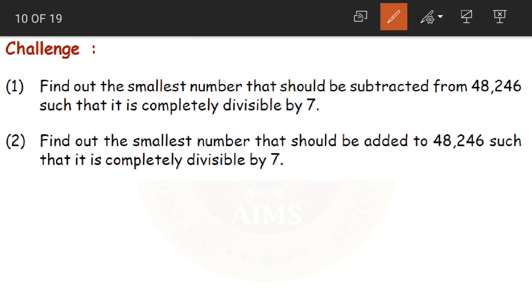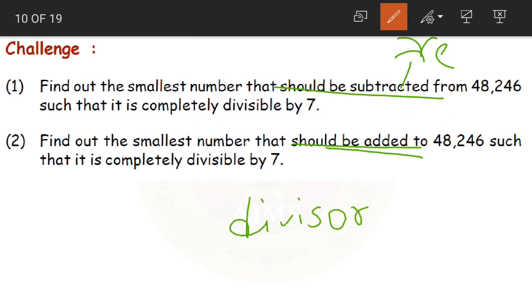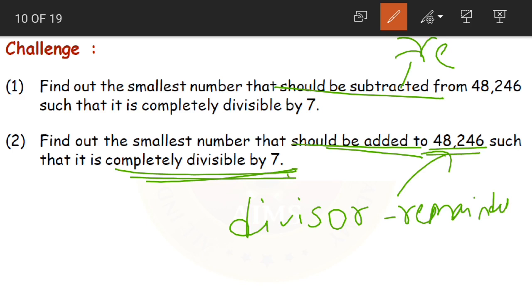I hope this is clear, right? The number that should be subtracted will be our remainder, and the number that should be added will be the difference between the divisor and the remainder. After adding this difference, the number becomes exactly divisible by 7, and after subtracting the remainder from the given number, it becomes completely divisible by 7.